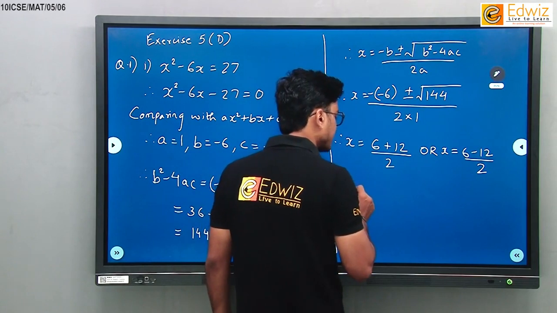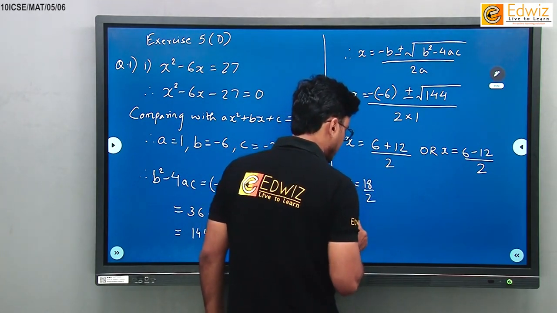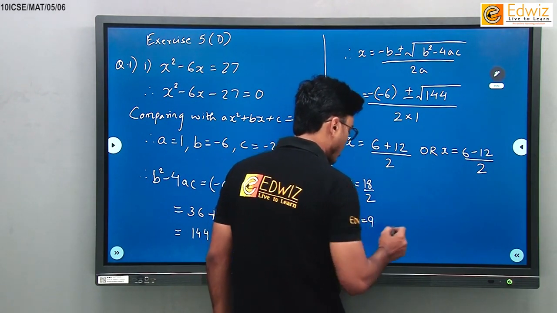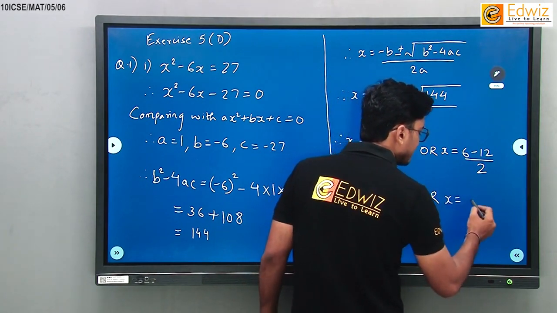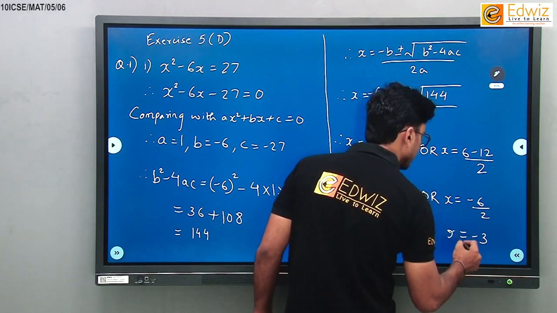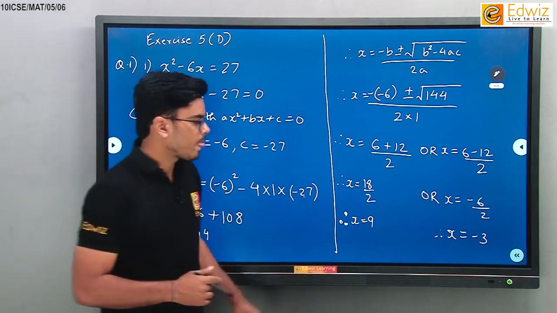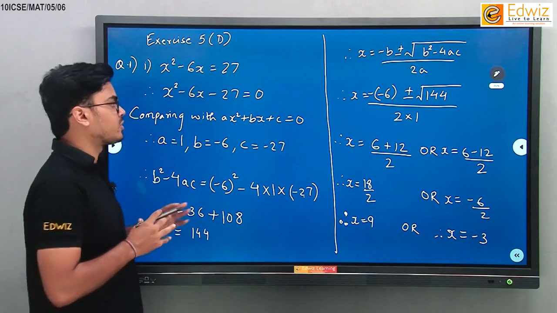So the value of x is 18 divided by 2, that is 9. Or 6 minus 12 is minus 6, that is minus 3. Okay, the value of x is 9 or minus 3. This is the solution of this equation.